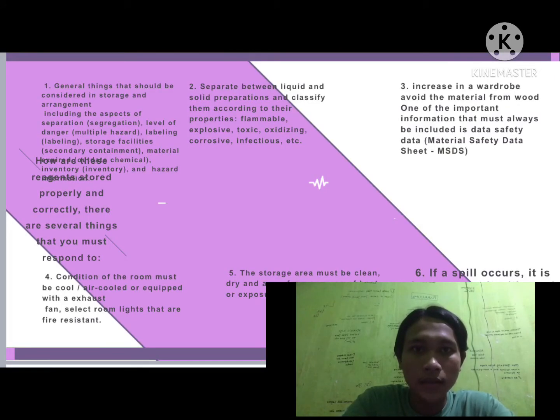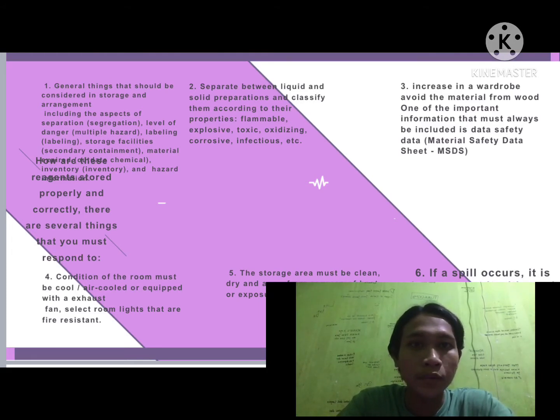1. General things that should be considered in storage and arrangement include the aspects of separation, level of danger, labeling, storage facilities, expired materials, inventory, and hazard information. 2. Separate liquid and solid preparations and classify them according to their properties: flammable, explosive, toxic, oxidizing, corrosive, infectious. 3. Store in a cabinet, and avoid materials made of wood.